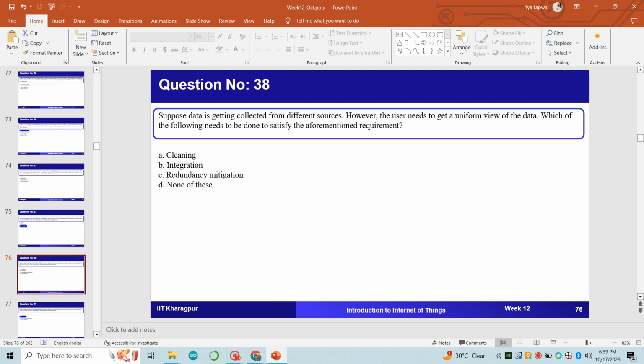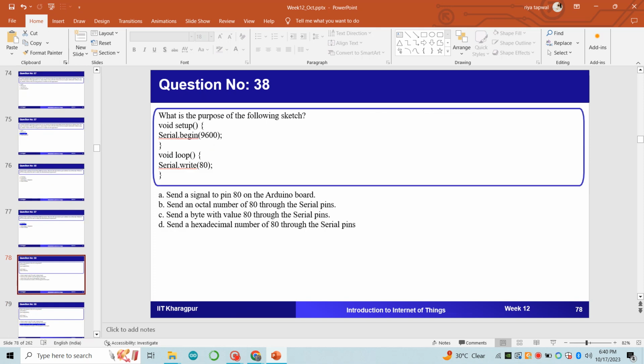C. Can you please repeat? Redundancy mitigation. Okay, anyone else? Option B, integration. Okay, anyone else? None of these. So the correct option is integration because the user wants the uniform view of the data. The data you are getting from different sources, first of all you have to integrate that. So the correct option is integration.